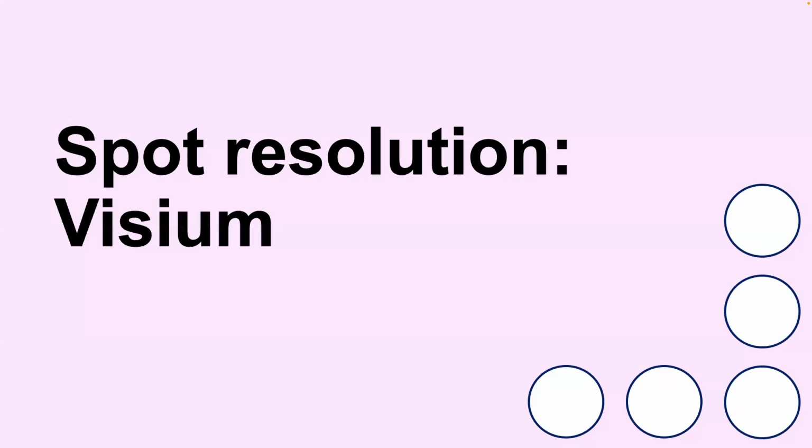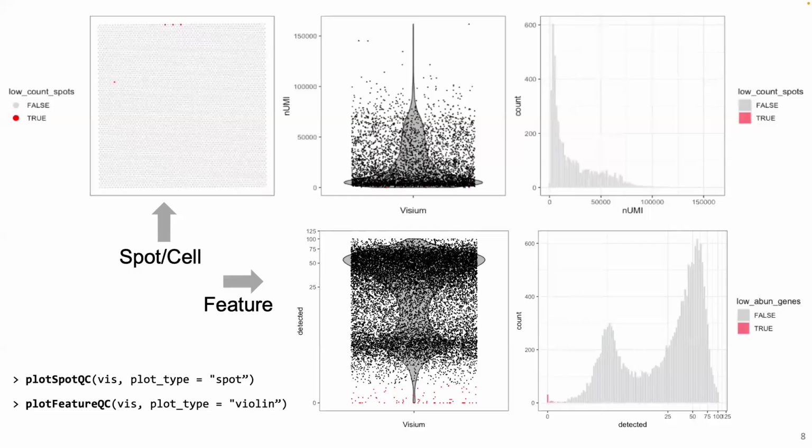So first, the spot resolution for Visium. Here are some QC plots that you can use. I don't know if it's obvious enough, but there are some red dots on the first panel here. So for all the QC spots, you can see where they are located in space. And also there are low abundance genes. And these QC criteria are just taken from the OSCA book.